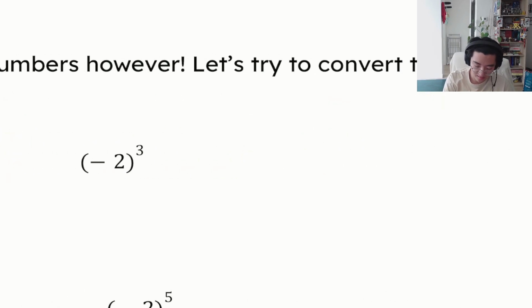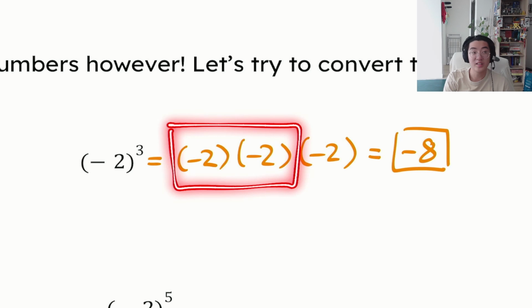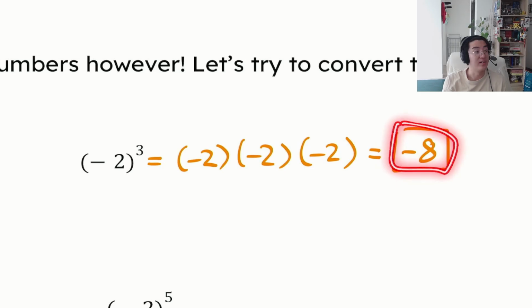But right here, once again, it's negative 2 multiplied by itself 3 times. This will be negative 8. Because negative 2 times negative 2 is positive 4. A positive 4 times a negative 2 is negative 8.